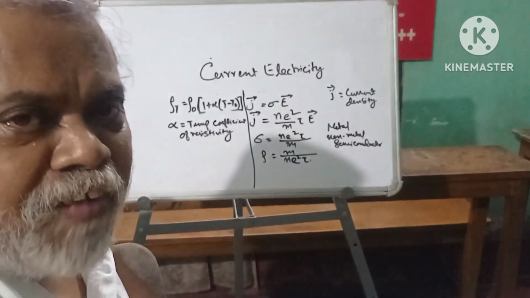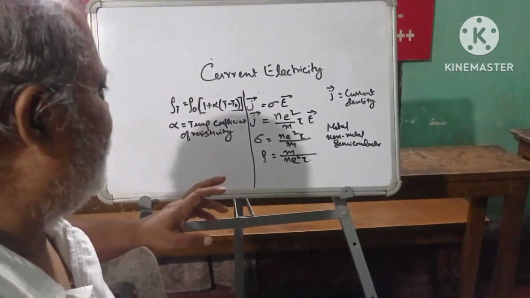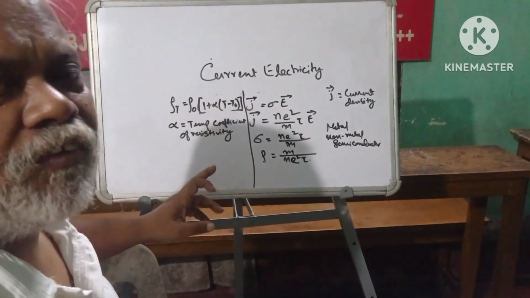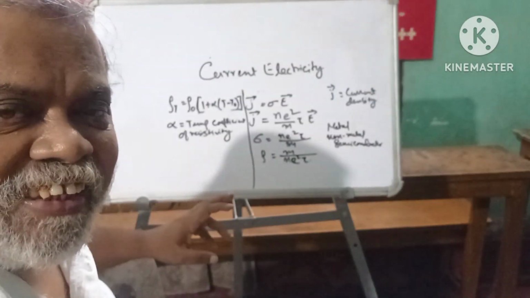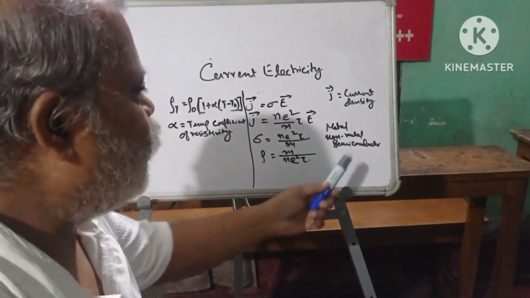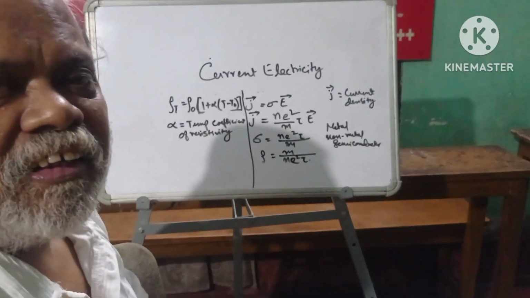This is an important fact. With rising temperature, the resistivity of the metal increases, and with rise in temperature, the resistivity of non-metal or semiconductor decreases.